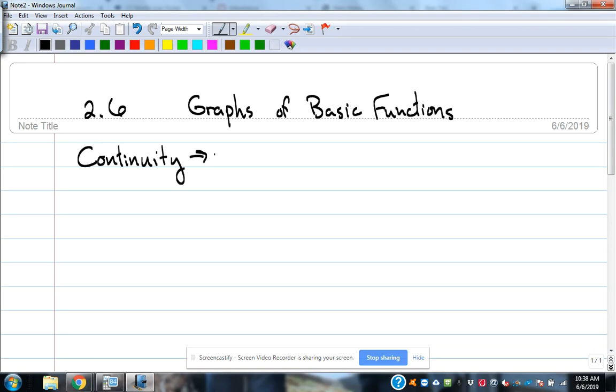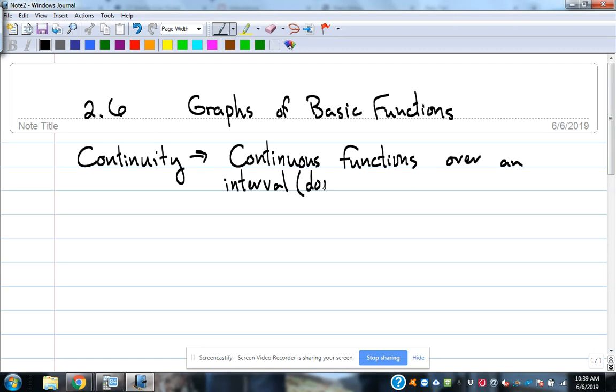Continuity. Continuous functions over an interval. Sometimes that interval is the entire domain. Sometimes they may tell you, look from x being -5 all the way to x being 7. Is it continuous between those two? But a lot of times it's just the entire domain is the interval that they're talking about.